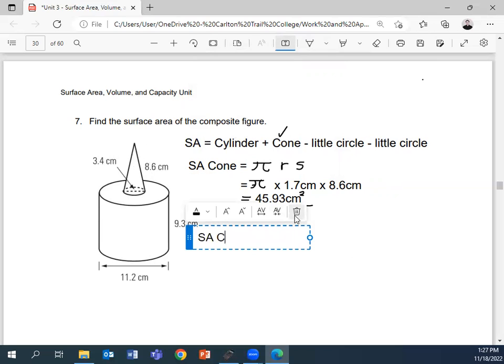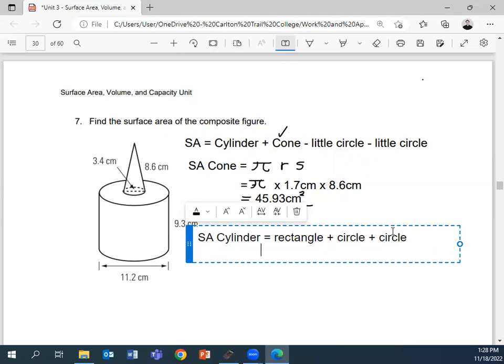Surface area, cylinder. How do I find the surface area of a cylinder? What shapes do I need to put together? A rectangle and 2 circles. Rectangle plus circle, right? So we have a question within a question. It's questionception.